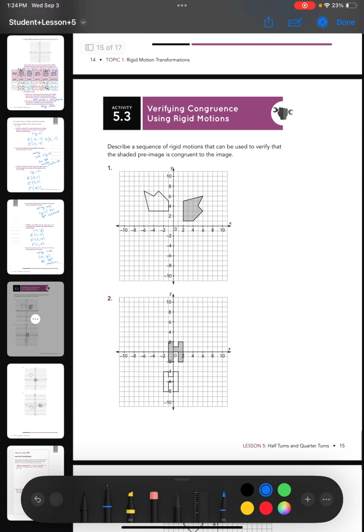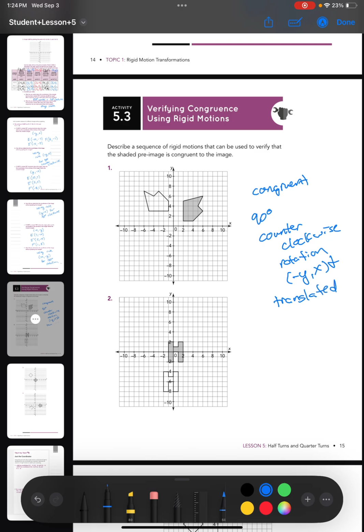All right, and just going through this last one, and again, I encourage you to pause it and try it, try to figure out the changes. We got multiple transformations going on. So if you pause it and try it, what you should find when you unpause it, number one, we're trying to see if they are congruent. Yes, they are. What we had here was a 90 degree counterclockwise rotation, negative y, x, and translated 1 unit up.